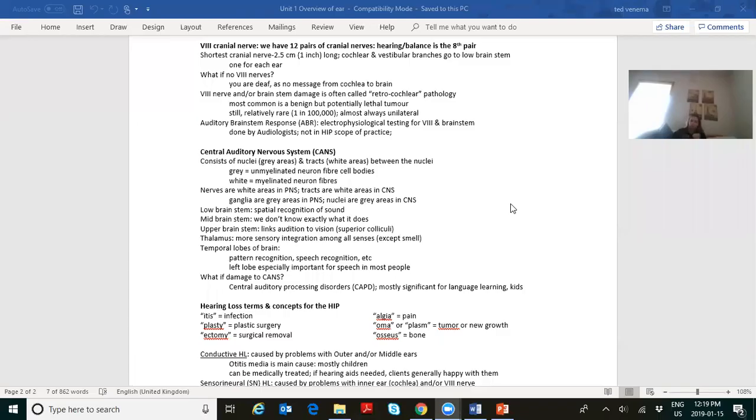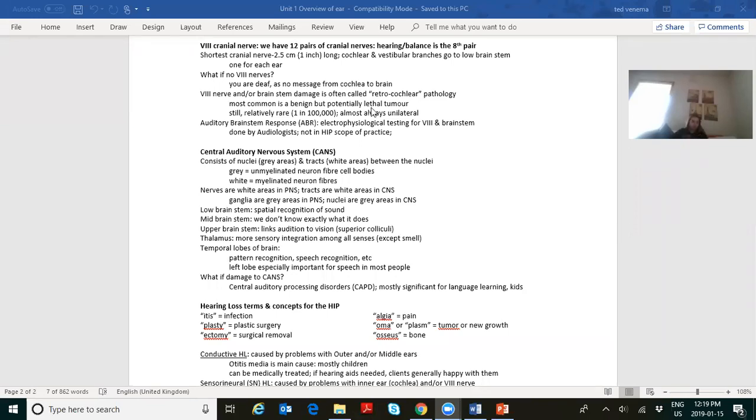So sensory neural hearing loss is the big one. This is the one that you are usually going to be helping with hearing aids. 95% of hearing loss in the world is sensory neural due to damage of hair cells inside the inner ear or cochlea. All right, now we are winding down. We've only got another 10 minutes, so this is all good.